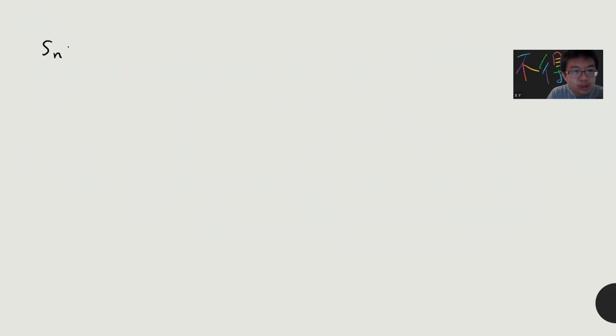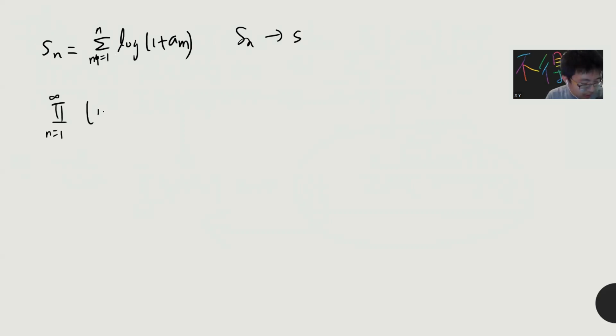The proof is simple. Let's say the summation of log(1 + a_n), n from 1 to N, and suppose S_n converges to S. Then we have the infinite product, n from 1 to infinity, of (1 + a_i). So you do 1 plus a_i, right? This is exactly the exponential of S_i.